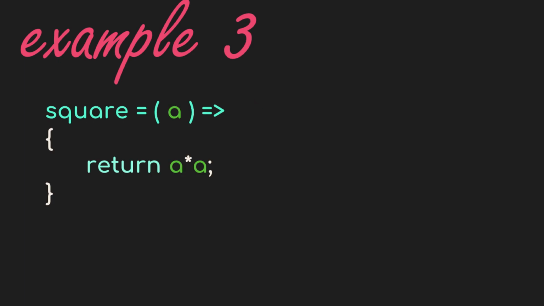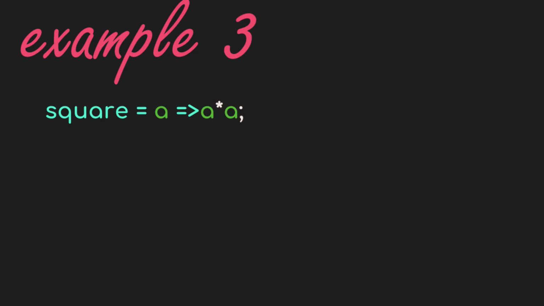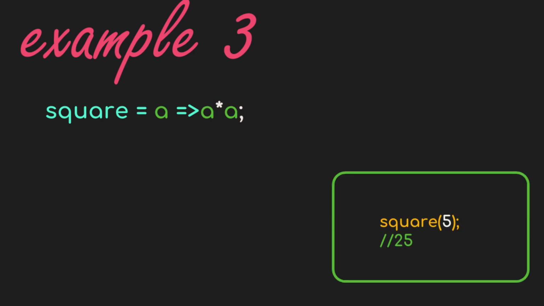Consider another example where you have only one argument A passed to the arrow function as displayed here. In this case, we can remove the bracket that surrounds the single parameter A and the function looks like this without the round brackets. Since there is only one return statement, we can remove the curly braces and the return statement, and the final function looks like as displayed. Calling this function is same as calling the other function. For example, calling square of 5 will give you 25 as result.